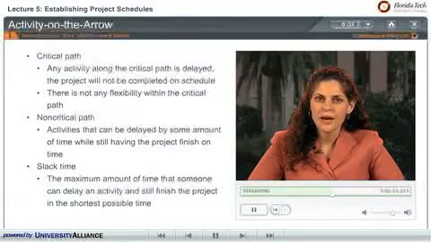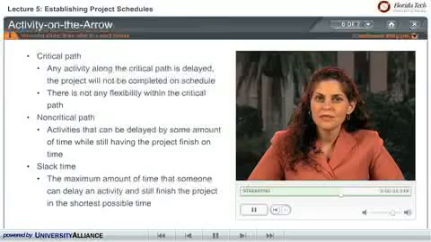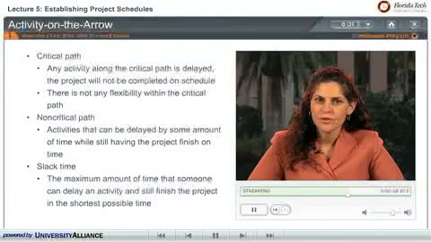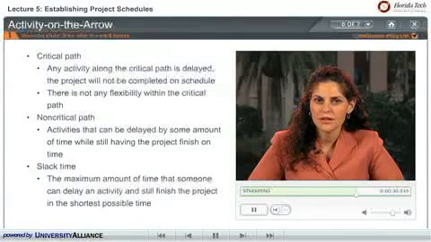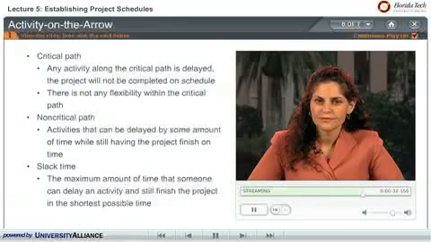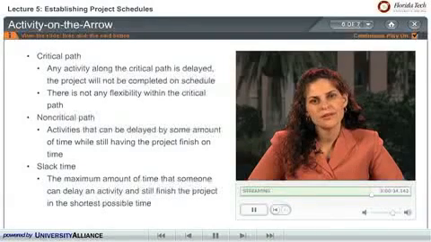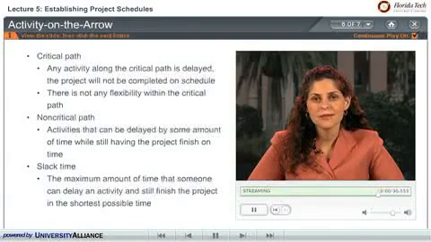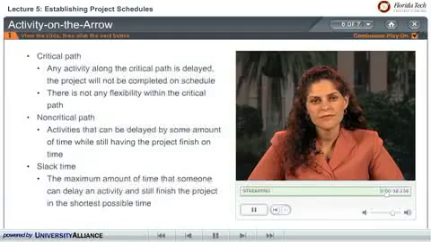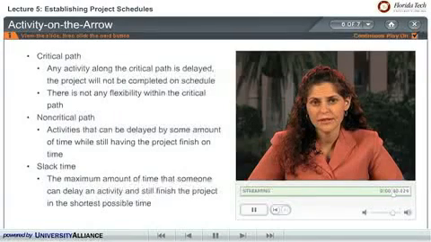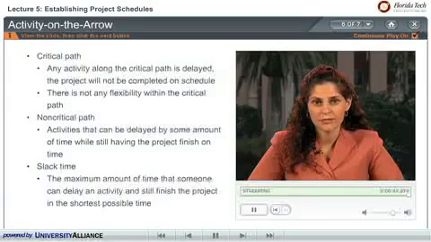The non-critical path are activities that can be delayed by some amount of time while still having the project finish on time. Then there's slack time. This is the maximum amount of time that someone can delay an activity and still finish the project in the shortest possible time.